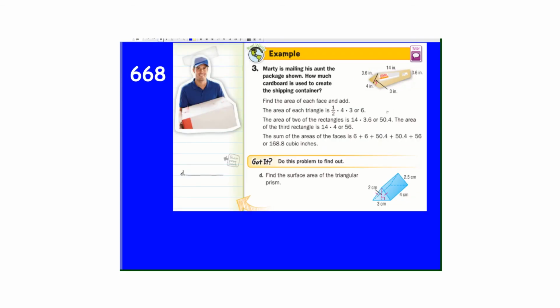So there, Marty's mailing his package, which is a triangular prism. The area of each triangle is half of 4 times 3 or 6. Okay, this is the same box that we just figured out. 168.8. They're just showing you how they did it. So you try letter D. There's another triangular prism. Go ahead and pause and do your work.